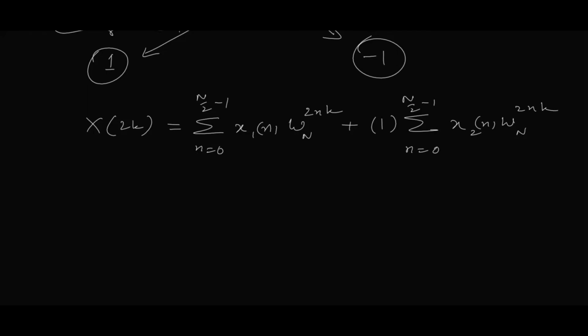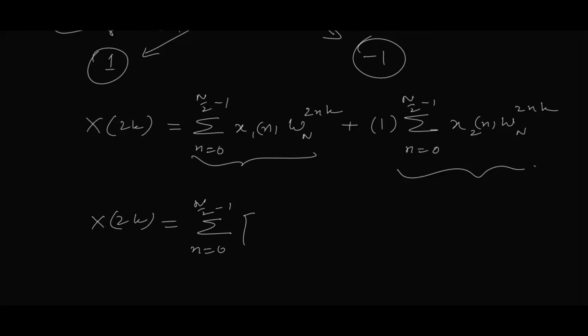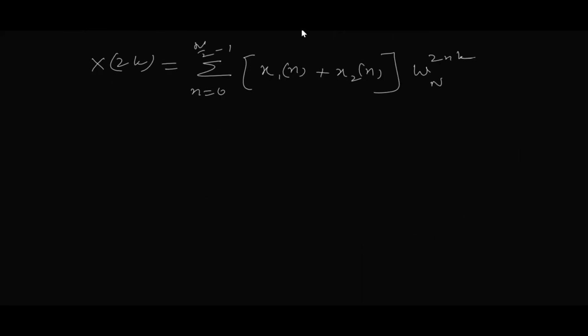2nk. Let us rewrite this equation as X[2k] equal to the summation n from 0 to N by 2 minus 1, let's put a bracket, x1[n] plus x2[n], multiplied with the same Twiddle factor. Now by using the radix relation property, we can replace this by W to the power N by 2 nk.